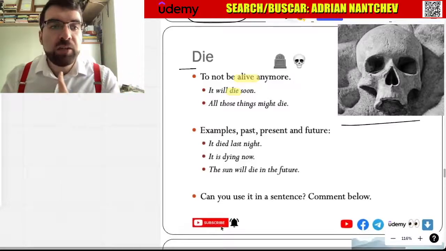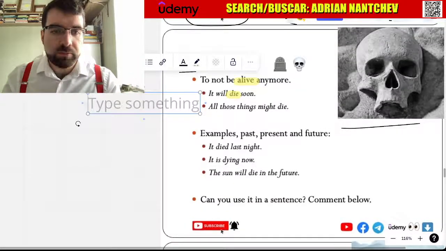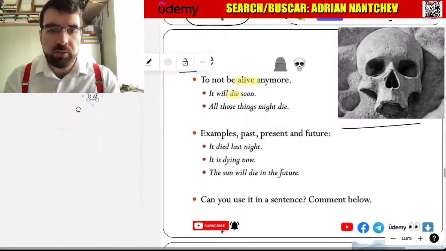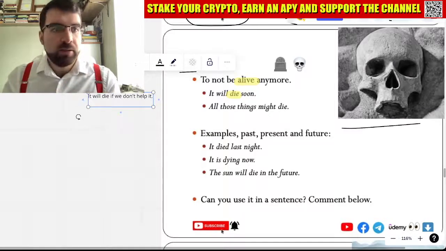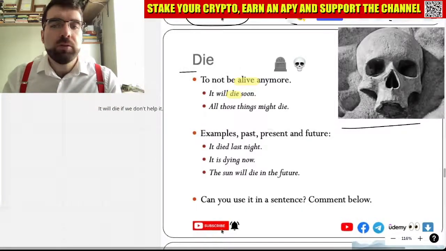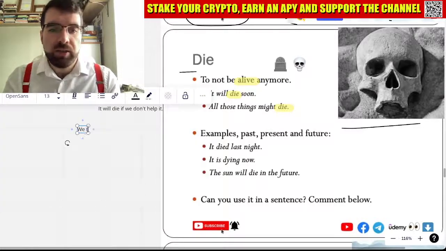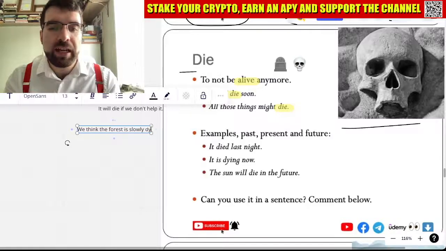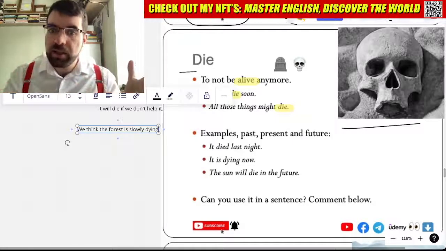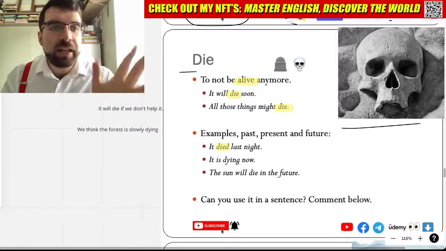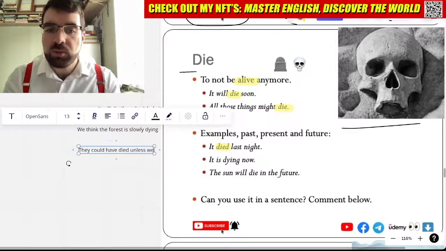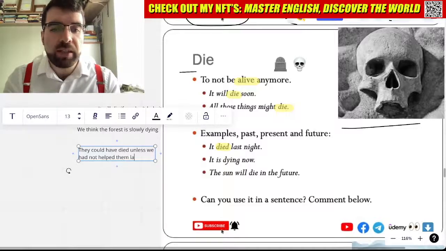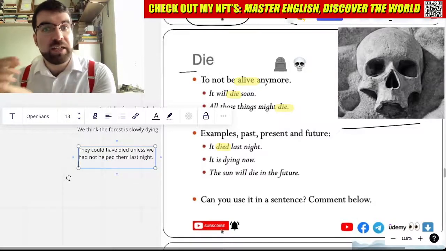It will die if we don't help it. All those things might die. We think the forest is slowly dying. Dying, yes. It died last night. They could have died unless we had helped them last night. Had we not helped them last night, they might have died.